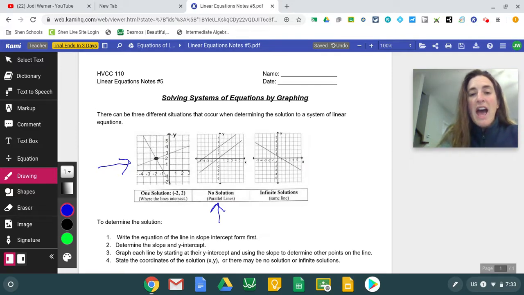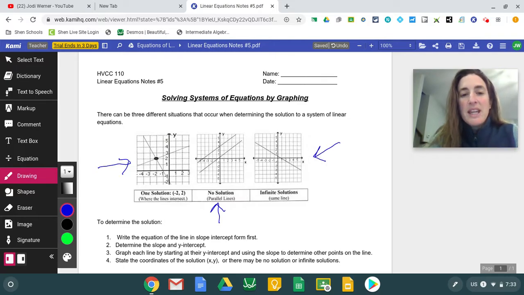Or you could have infinite solutions. That means that the same line is going to be graphed twice. So that means the equation of the line is the same in both of the equations. So they are basically on top of each other. So that means there are infinite solutions. Any point on any of the line would be a solution to that. Okay, so let's get started. This is going to be fun.